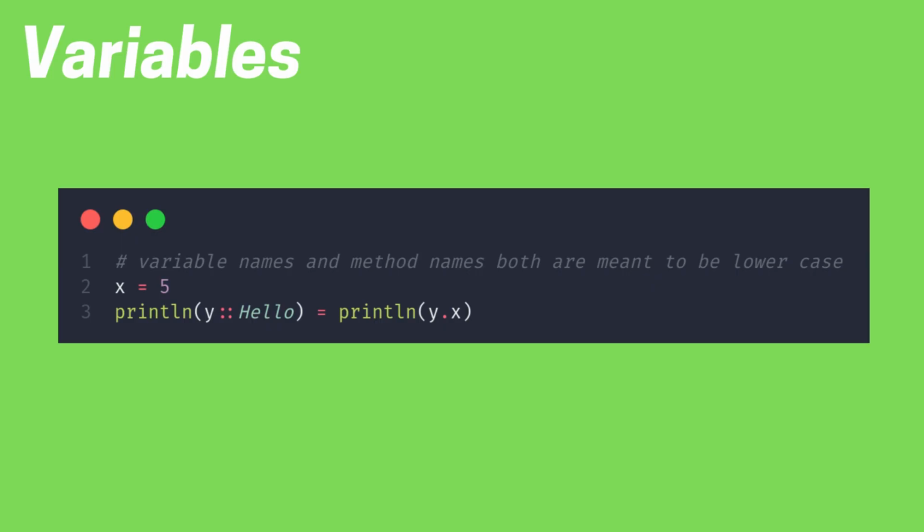On the other side, variable names and method names both are meant to be lowercase. All of this works together to create syntax where we can unpack what type of things are going on without even knowing anything about the name we are working with. That's why it is important to follow the best practice protocols.